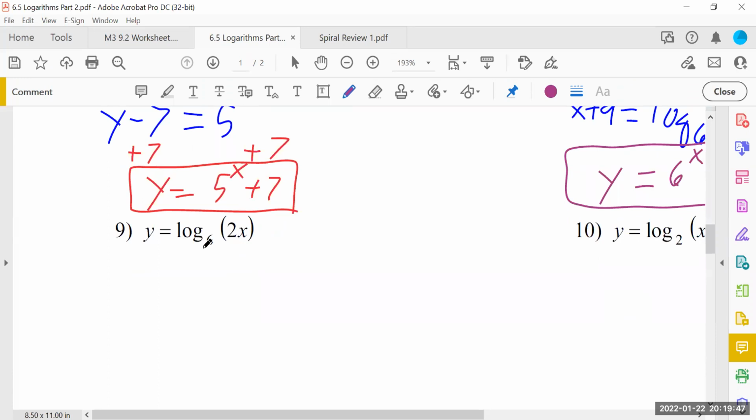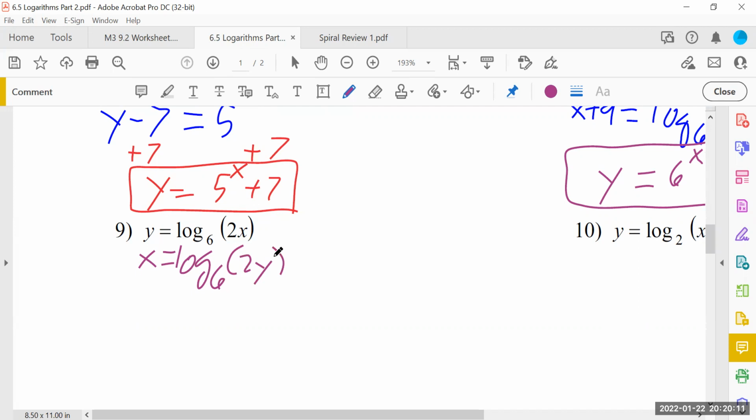Number 9, this is by itself. There's nothing else besides the log and what's inside it on this side, so the 6 comes down. And again, here, normally I should be switching the x's and y's. A lot of the time, though, you guys are going to get to the point where you're not going to have to do that step, or at least not write it out of saying, okay, it's x is equal to log base 6 of 2y.